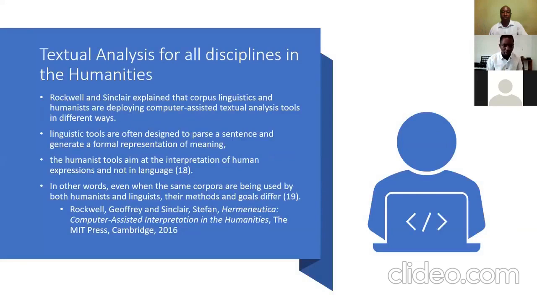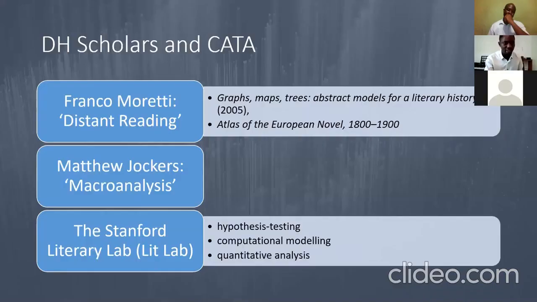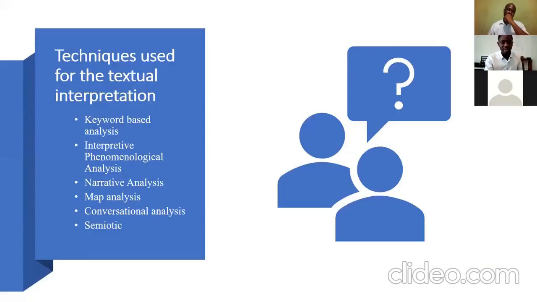Text analysis is for all disciplines in the humanities, because everything we do, whether we are comparing and contrasting, whether we are explaining, whatever we are doing with any text in our hand, it's actually to arrive at meaning and interpretation. And that is essential to the disciplines in the humanities. And computers are available to do those tasks. Now, what are some of those tools that can be used?